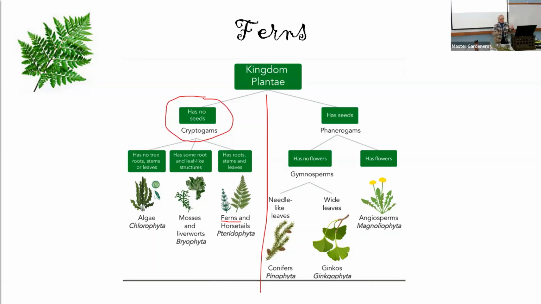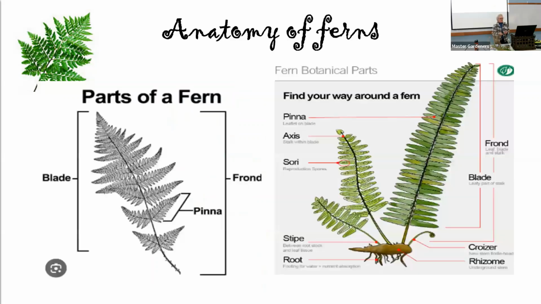Before we move on to our natives, let's talk a little bit about some of the nomenclature and the anatomy of ferns. The slide on the left is pretty basic. You've got a frond. Everybody's heard of a fern frond. That includes the stem, sometimes called the petiole. Then you've got the blade, which is just the leafy portion of the frond. And then the pinna, which is just a fancy word for leaf or leaflets, okay?